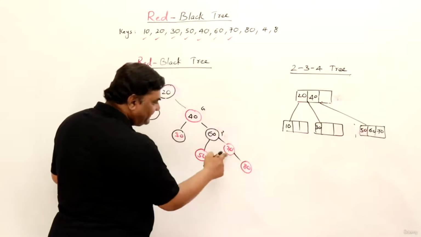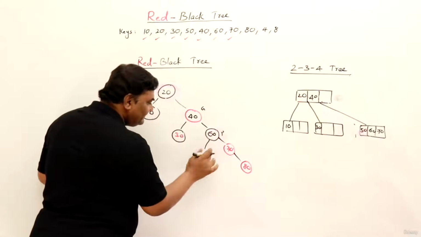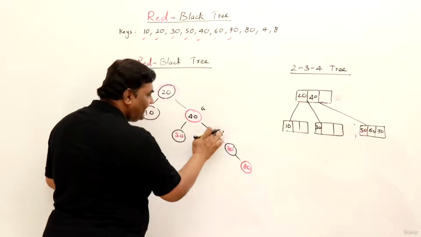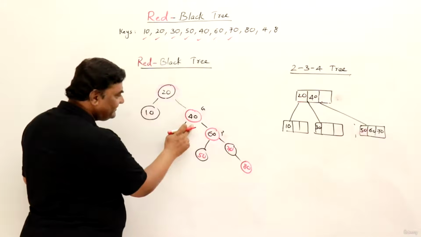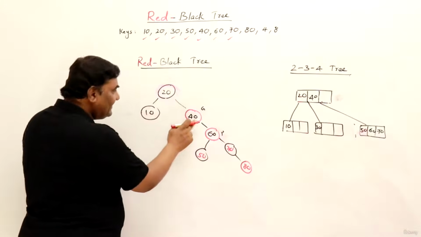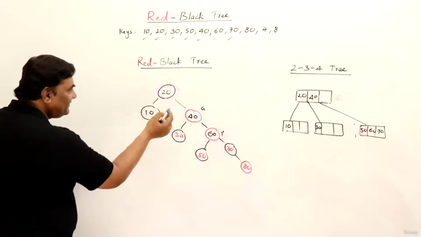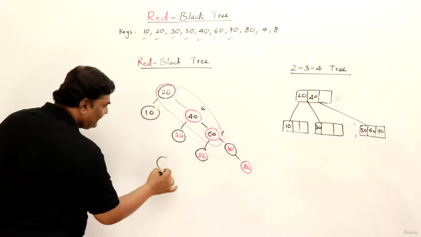Now red-red conflict. Uncle is also red. So change this to black, black. Then what about grandparent? Should become red. Again red-red conflict. Then check uncle, uncle is black. So perform rotation. So I will redraw it. We have to perform rotation over these 3 nodes.